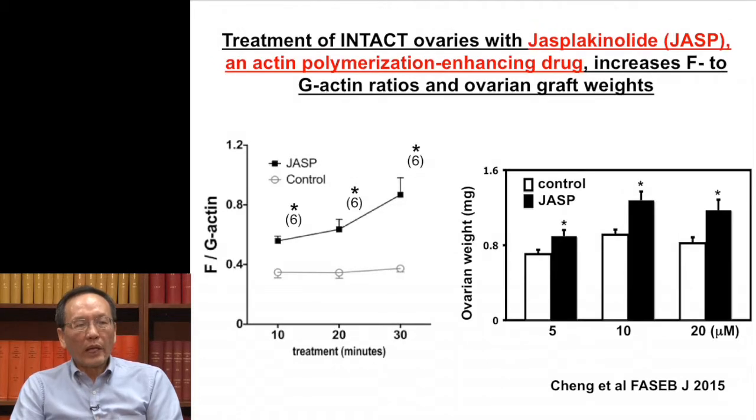That is, we can actually use intact ovary without any fragmentation. Now we can use this compound called JASP, which is an actin polymerization enhancing drug. We take the intact ovary and incubate it with this drug. We can see on the left-hand side the F-actin increases. And then after this treatment for 30 minutes, we can graft the whole ovary into the same model as we have done earlier, and then we get an increase in ovarian weight and follicle growth.